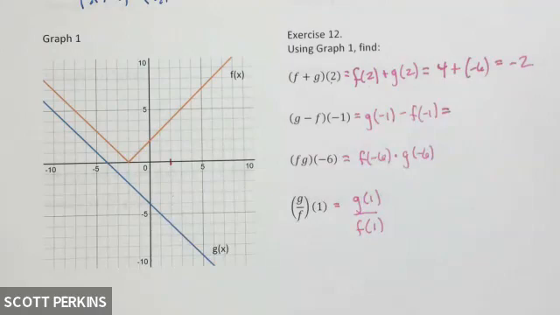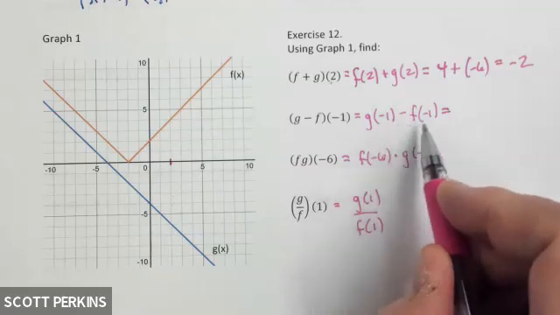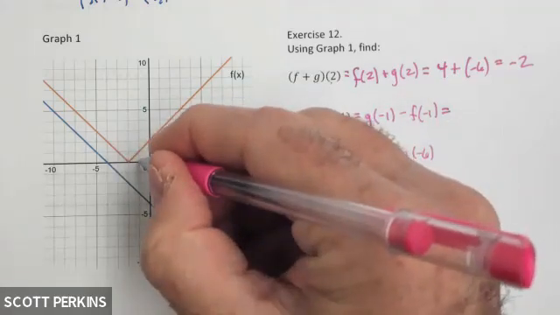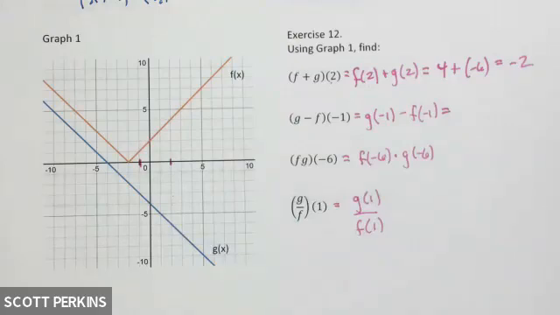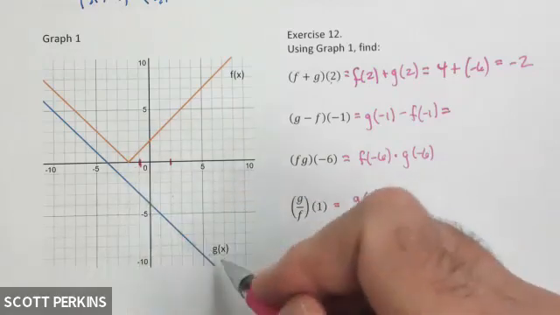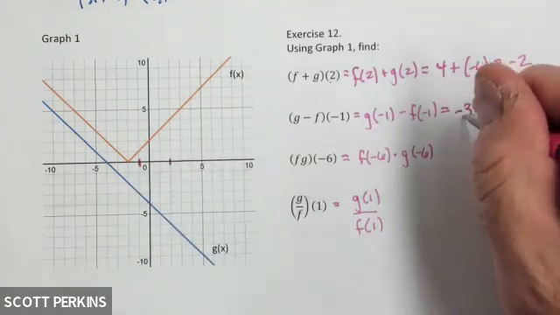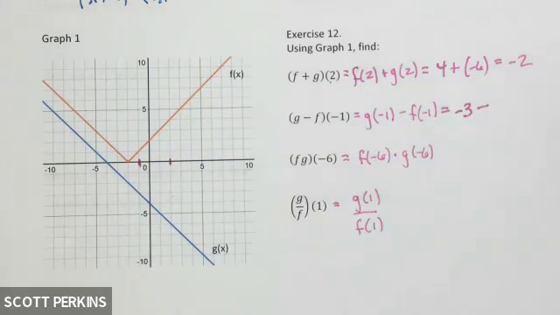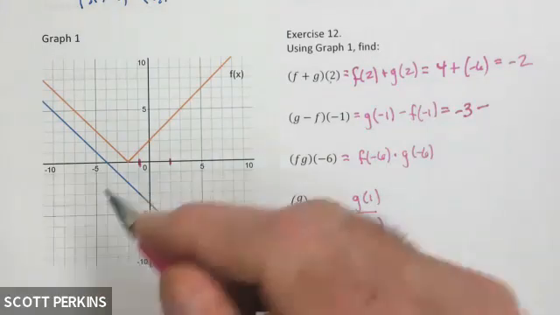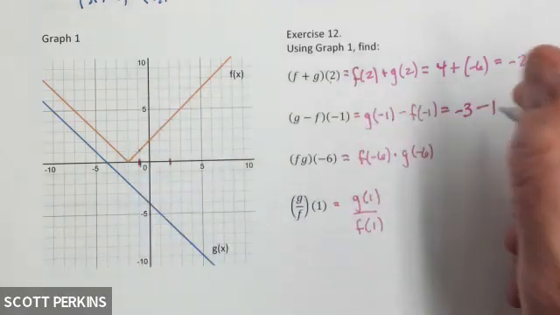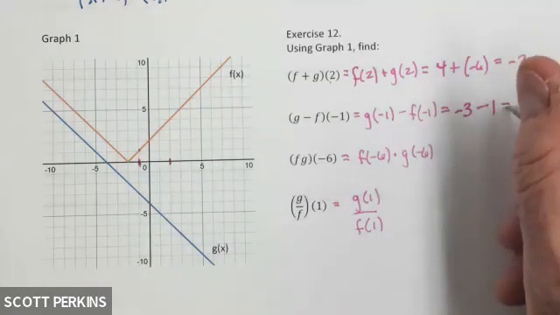The next one is g minus f at negative 1. So I'm separating that into g of negative 1 minus f of negative 1. So again, I'm going to make a little mark here at the x value negative 1. What's the value of g at negative 1? Make sure you're looking at the right function. Okay, g is the blue graph, the line. So 1, 2, 3 down, so it's negative 3 minus. What's the value of f at negative 1? That's the orange graph. That's up 1. So negative 3 minus 1 is negative 4.